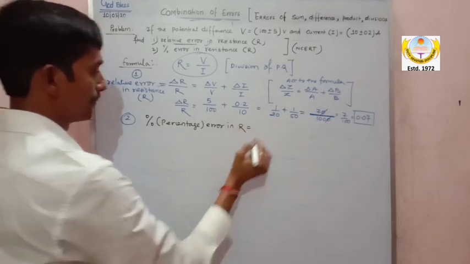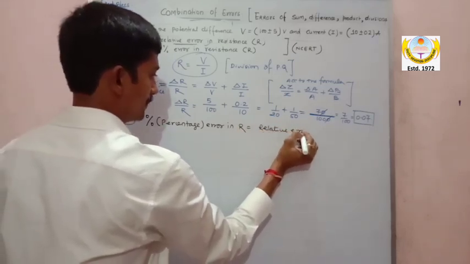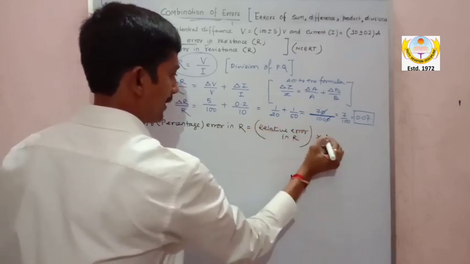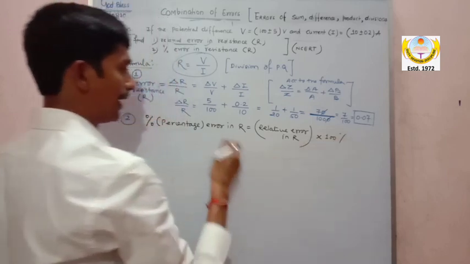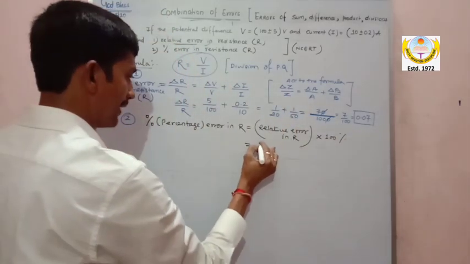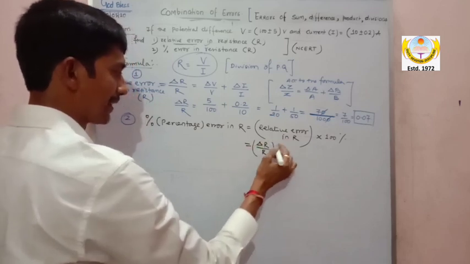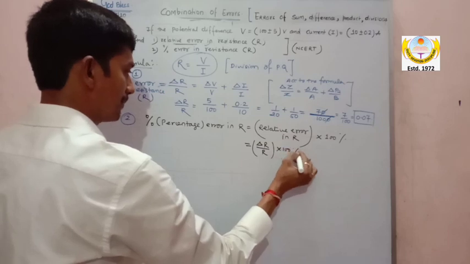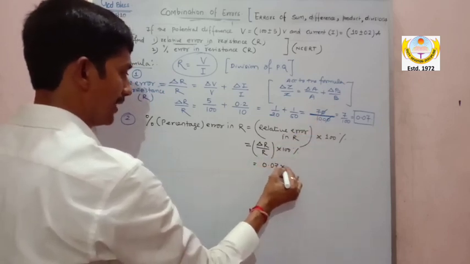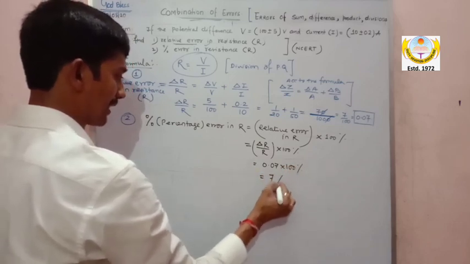will be what? The formula is relative error in R multiplied by 100%. I told you all while doing my first video about percentage error. And relative error in R is delta R by R. That is relative error in R into 100%. So delta R by R will be nothing but 0.07 into 100%. So the answer for percentage error in R is 7%.